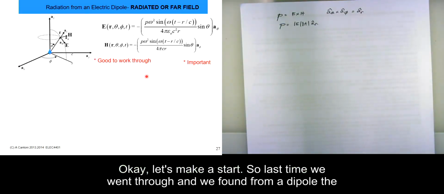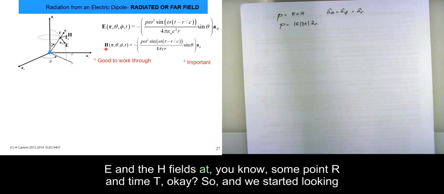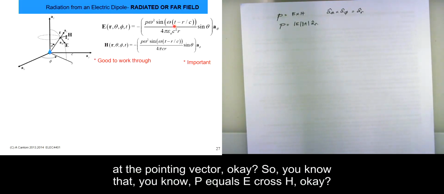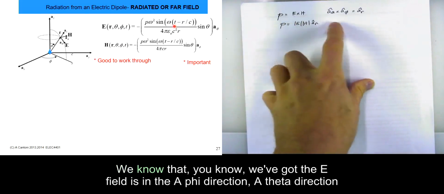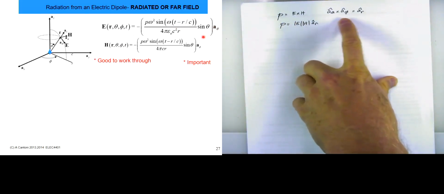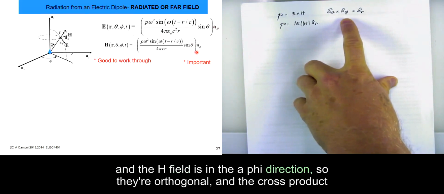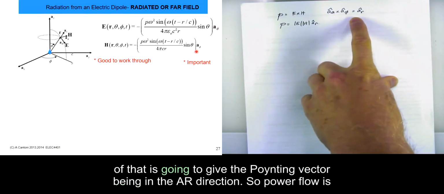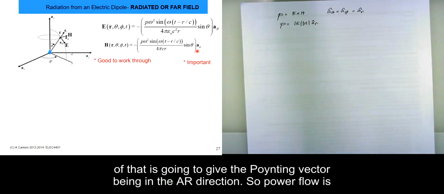So last time we went through and we found from a dipole the E and the H fields at some point R and time t. Okay, and we started looking at the Poynting vector. So we know that P equals E cross H. The E field is in the A theta direction and the H field is in the A phi direction, so they're orthogonal, and the cross product of that is going to give the Poynting vector in the AR direction. So power flow is away from the source.